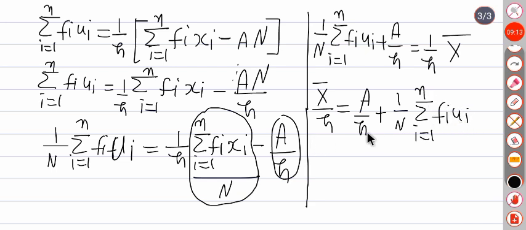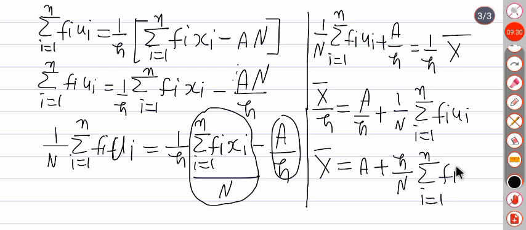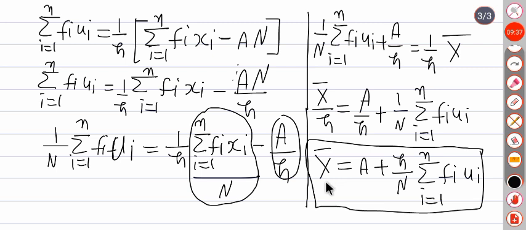Now just multiply by h on both sides. You will get x bar is equal to a plus h upon capital N summation from i equal to 1 to n of fi ui, and this is the required mean. Here h is multiplied, and ui, as I have already told, is obtained by subtracting the assumed mean and dividing by h. Now let us take an example. If you take an example, thereafter you will understand it clearly.